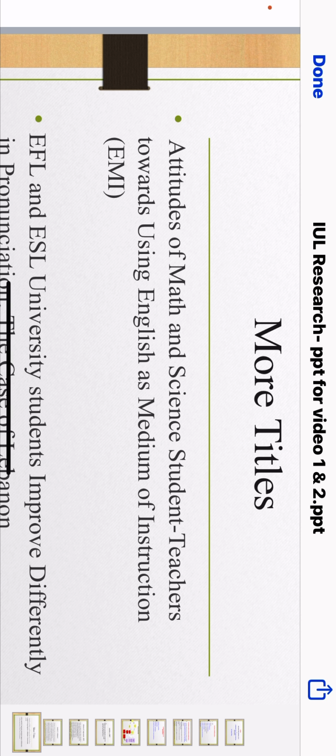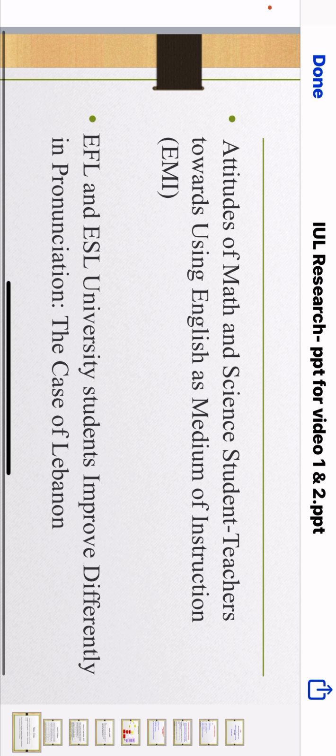So, we have the participants, math student teachers and science student teachers. Fine. We also have attitudes, which means we ask them about their views, their attitudes towards using English as medium of instruction, whether they are with using English in math and science classes. So this is highly qualitative. We're asking about their views, their attitudes toward using English as medium of instruction. Right. Let's try the last one. Take a minute and try to figure out what the whole thing is about.